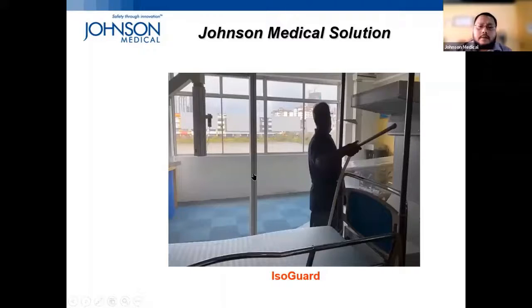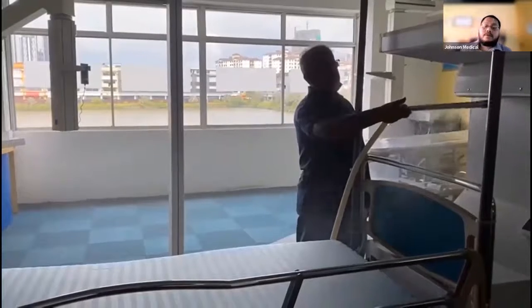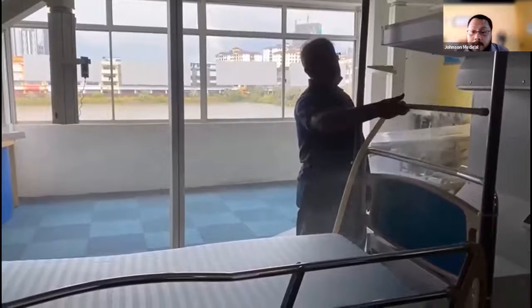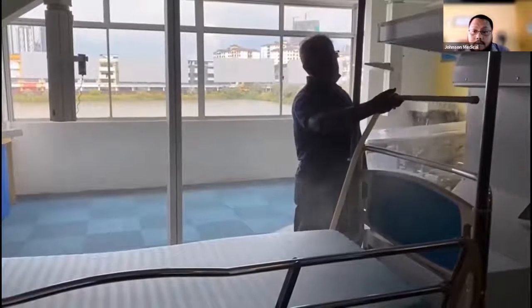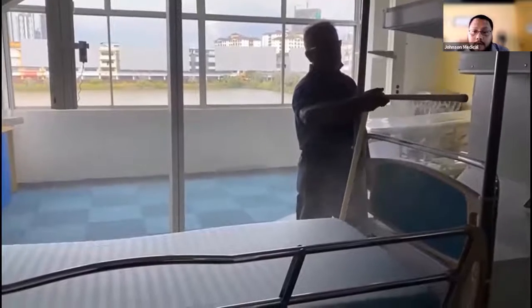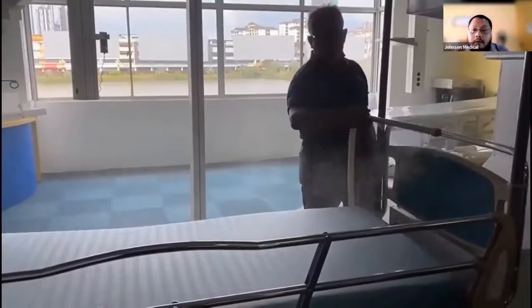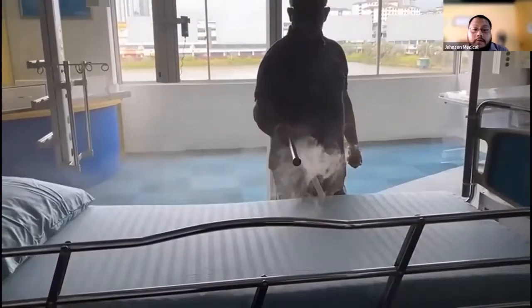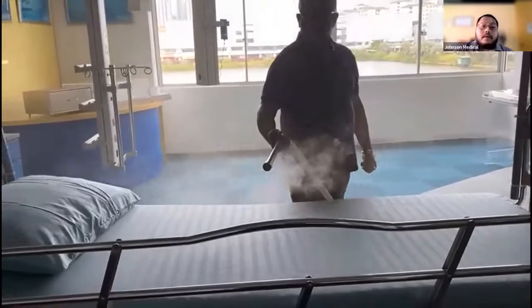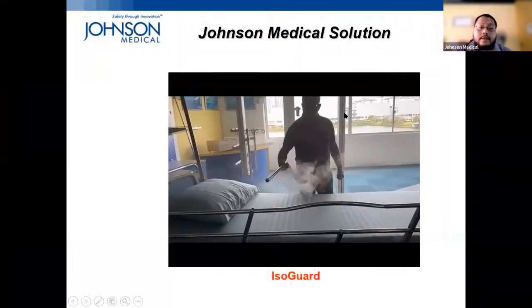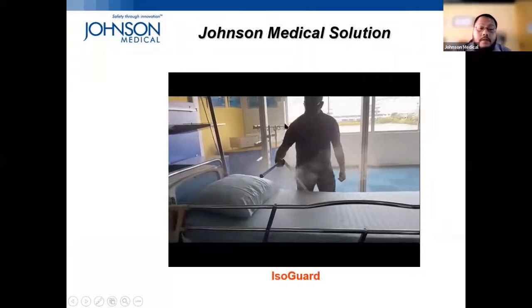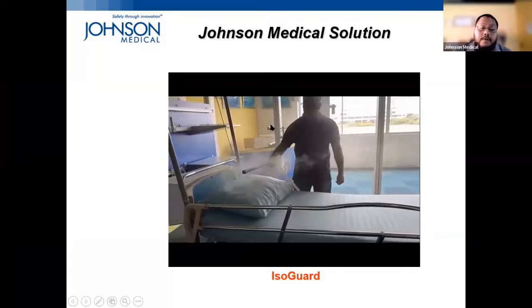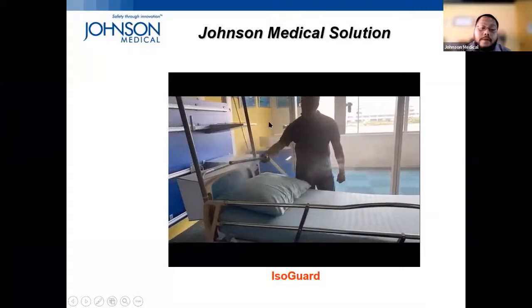So here is a test that we did internally. This video shows you how the smoke test shows the airflow being guided towards the patient head. At the end of the table near the patient head, they would have an extractor that would extract back all the dirty air and filter this out before recirculating it to the patient again.